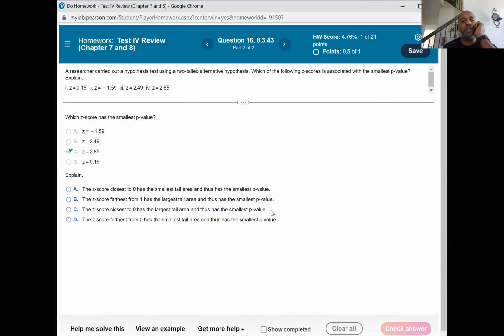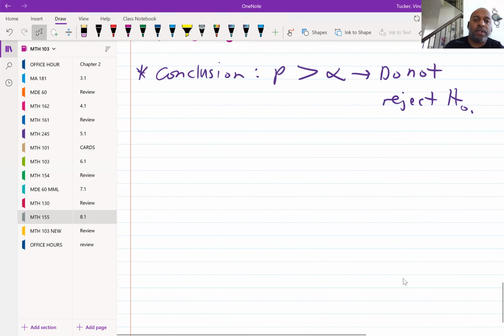Okay, so let's look at this. It says a researcher carried out a hypothesis test using two-tailed alternative hypothesis. Which of the following z-scores is associated with the smallest p-value? So we have z-score is negative 1.59, 2.49, 2.85, 0.15. So it says which z-score has the smallest p-value. So just want to make sure we have a visual on what's going on here.